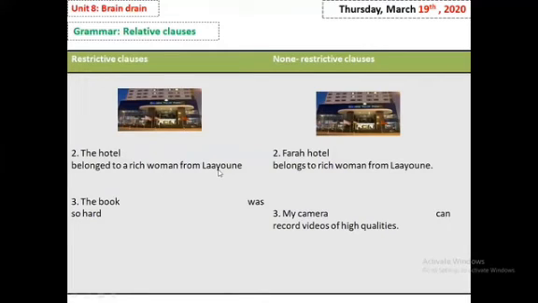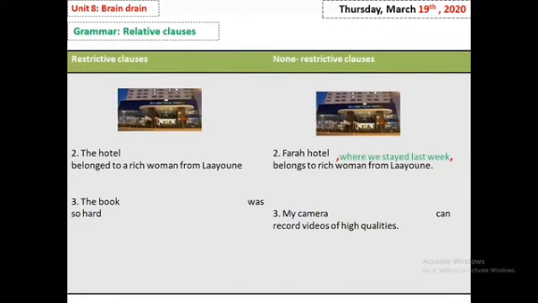But here, when you say the hotel belongs to a rich woman from La'yun, you are going to ask me which hotel. And then it's very necessary to add information: the hotel where we stayed last week belongs to a rich woman from La'yun. Okay, so this clause, where we stayed last week, a relative clause, is a group of words starting with the relative pronouns. Then it's very necessary here to complete the meaning of the sentence, and when we omit it, the meaning of the sentence causes confusion to the listener.